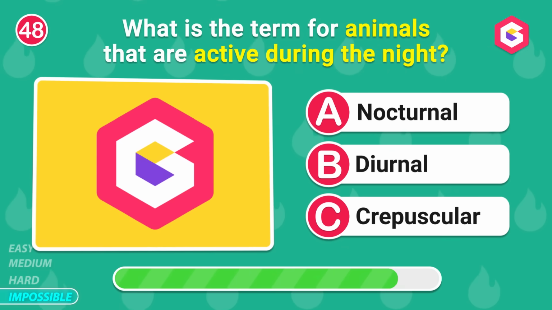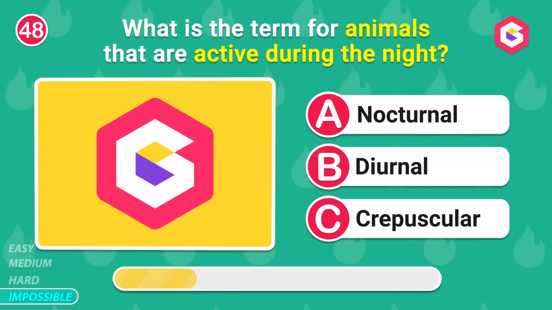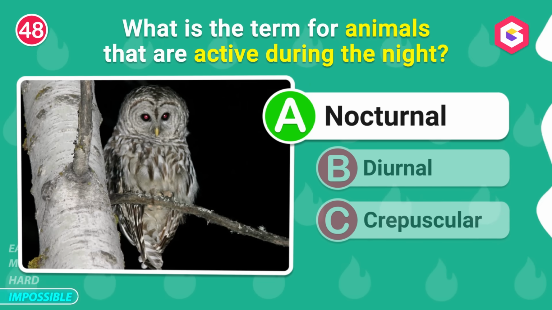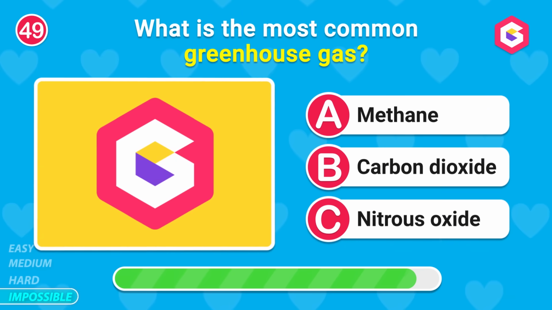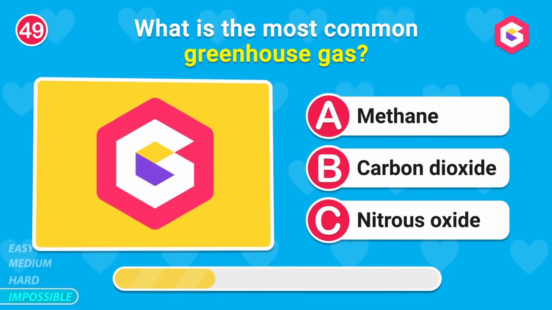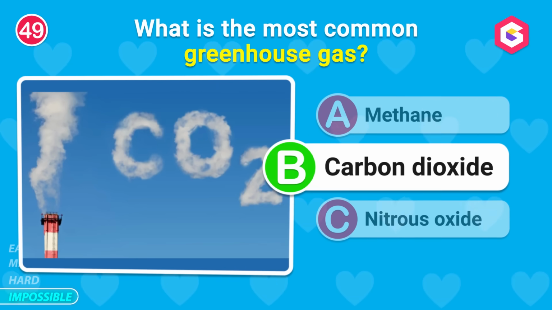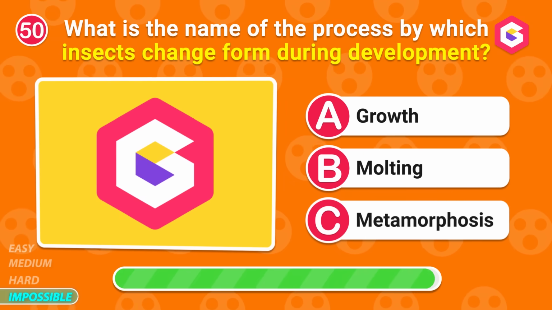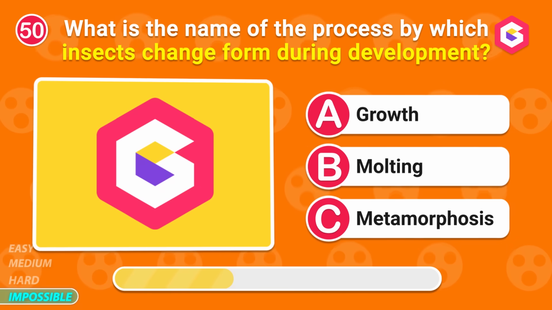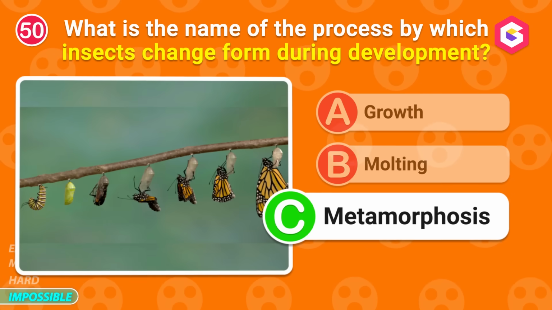What is the term for animals that are active during the night? Nocturnal. What is the most common greenhouse gas? Carbon dioxide. What is the name of the process by which insects change form during development? Metamorphosis. That's the end of today's quiz.